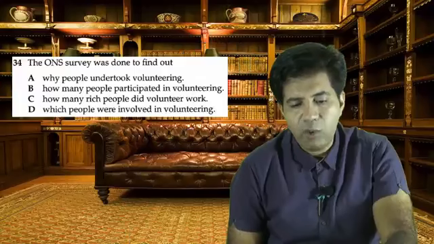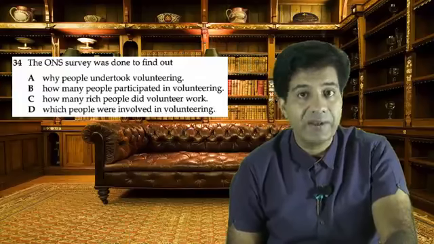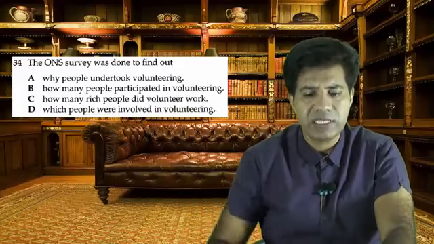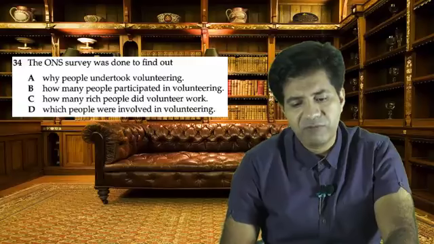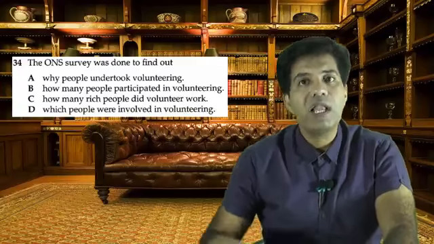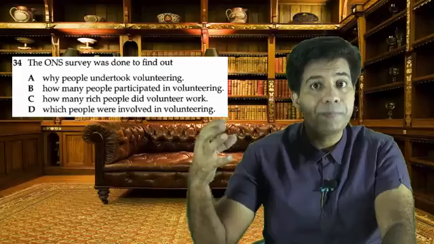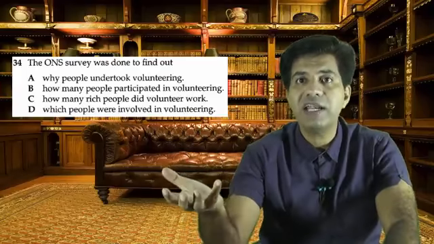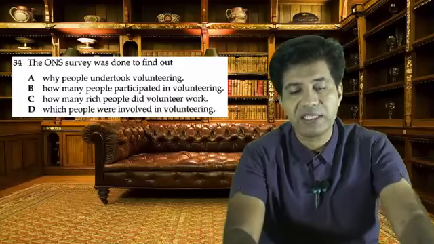Now look at this first question, 34. The ONS survey was done to find out. The clue word is ONS, in capitals, so you can easily find it. Now you have to see what the purpose of the ONS survey was. What did they want to find through the ONS survey?